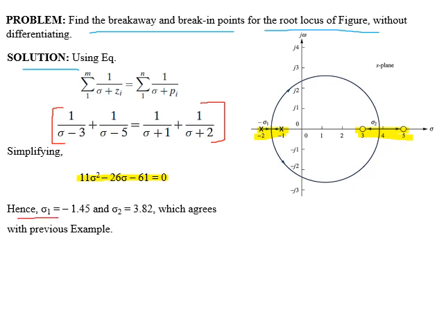Now solving the quadratic equation, we obtain sigma equals minus 1.45 and plus 3.82, and both these points lie on the root locus segment on the real axis. So these are our breakaway and break-in points respectively, and the result also matches that of the previous example.